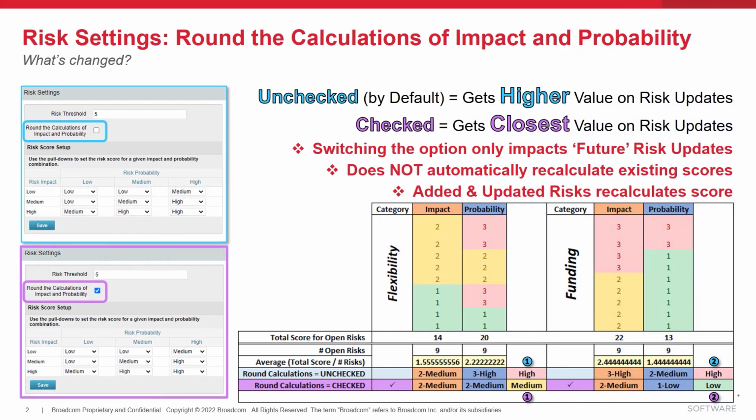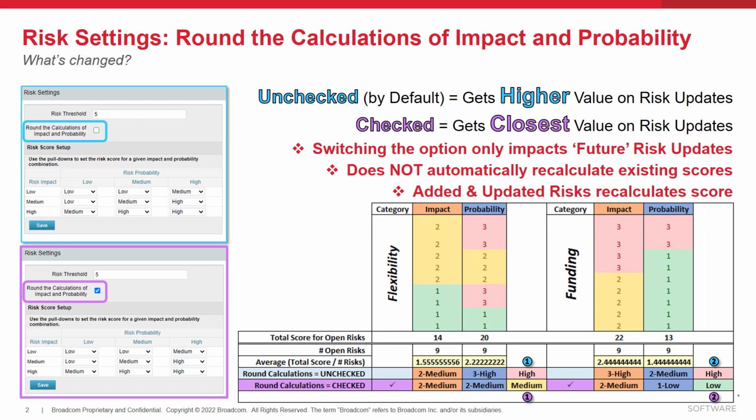Calculations use the current administration risk settings. By default, the new option is unchecked, no upgrade impact. The investment level risk impact and probability ratings get mapped to the higher value on the risk updates. Switching the option only impacts future calculations. Existing values are not automatically updated.